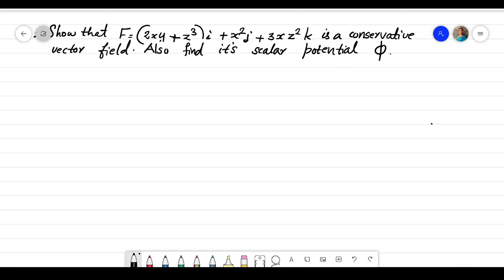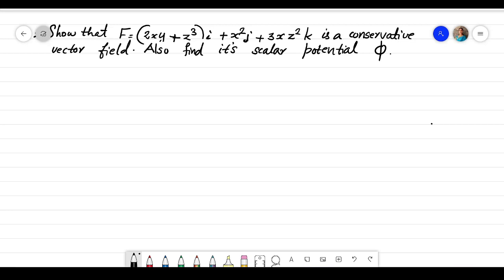Today we will discuss a problem related to conservative vector fields. The question is: show that F = (2xy + z³)i + x²j + 3xz²k is a conservative vector field, and also find its scalar potential phi.